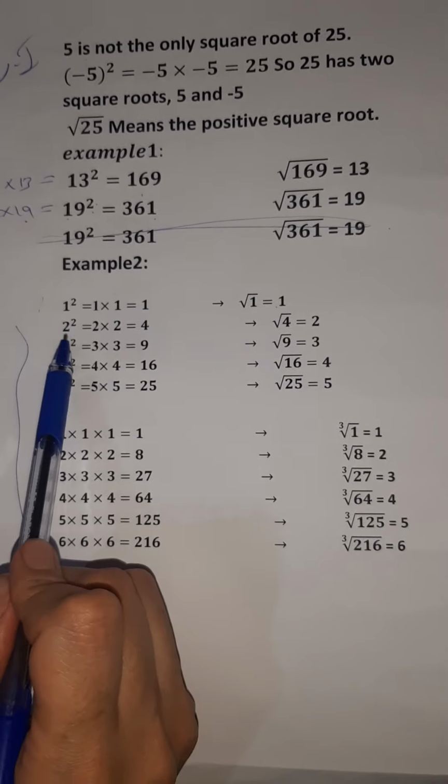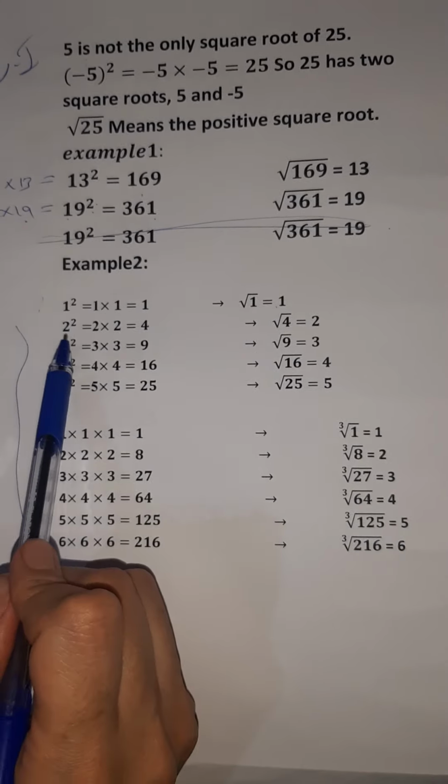Now cube goes with a cube root. Here 1 times 1 times 1 means 1 cubed. 1 cubed equals 1. The cube root of 1 is 1. 2 cubed means 2 times 2 times 2 equals 8. The cube root of 8 is 2. 3 cubed is 27. The cube root of 27 is 3. Here the last one, 6 cubed. 6 times 6 times 6 equals 216. The cube root of 216 equals 6.